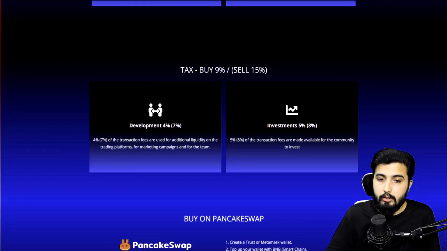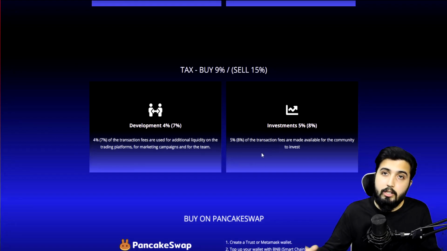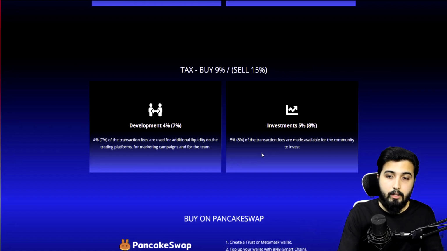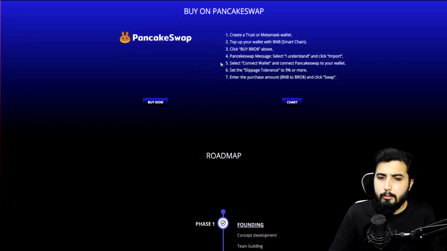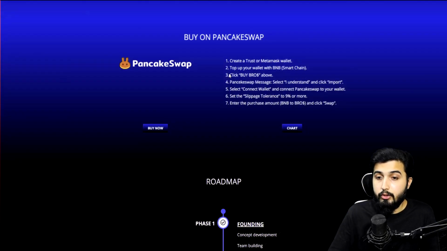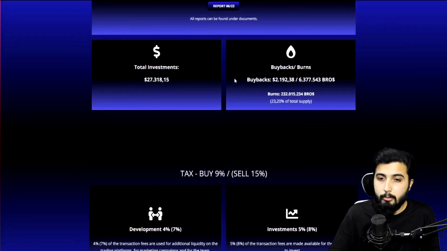It says they're also used for additional liquidity on the trading platforms and for marketing campaigns of the team, and then 5%, or in case of selling, 8%. This is the transaction fees that are accumulated and pooled up for investments. And this is them explaining how you can buy it on PancakeSwap, which I already showed you guys. And we're going to take a look at the roadmap over here.